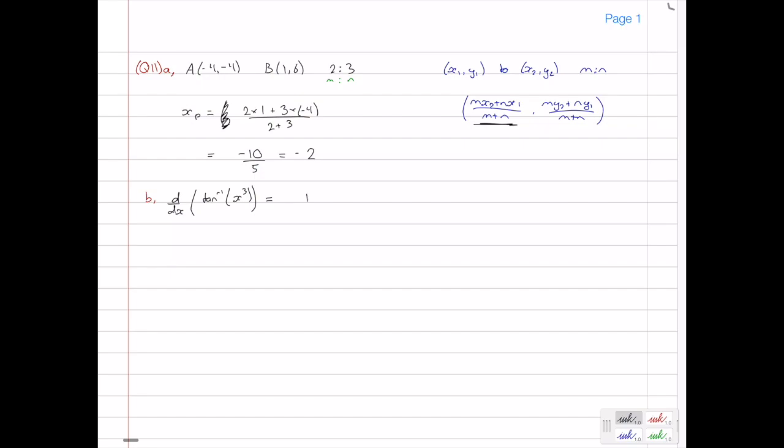So that's going to be 1 divided by 1 plus, now it's going to be the argument of the inverse tan, which is x cubed. The argument just means the stuff inside the brackets. And then that has to be squared. And then we multiply by the inside derivative, which is the derivative of x cubed, 3x squared. So we have 3x squared divided by 1 plus x to the 6. And that's the final answer for that one.